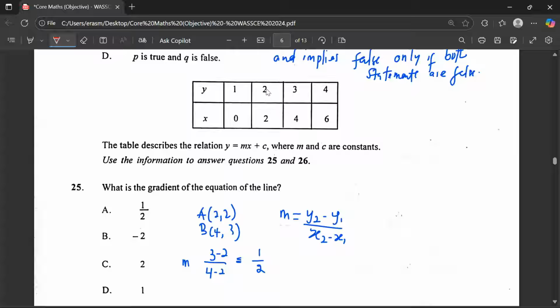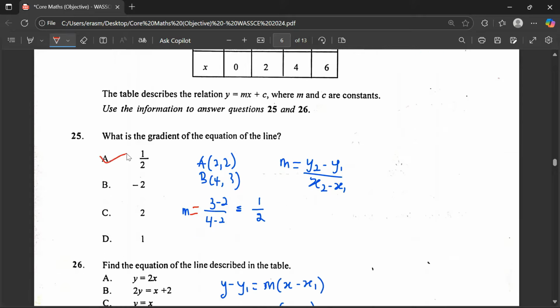So you are going to take this point, call it A, and it has coordinates 2, 2, right? And we are going to have point B with coordinates 4 and 3. Now gradient, which is m, equals y2 minus y1 over x2 minus x1. And so m equals 3 minus 2 all over 4 minus 2, and this equals half. So option A is the right answer.